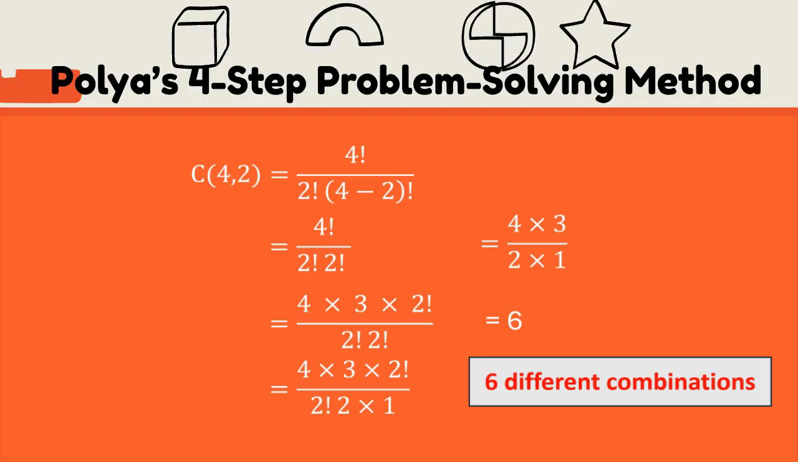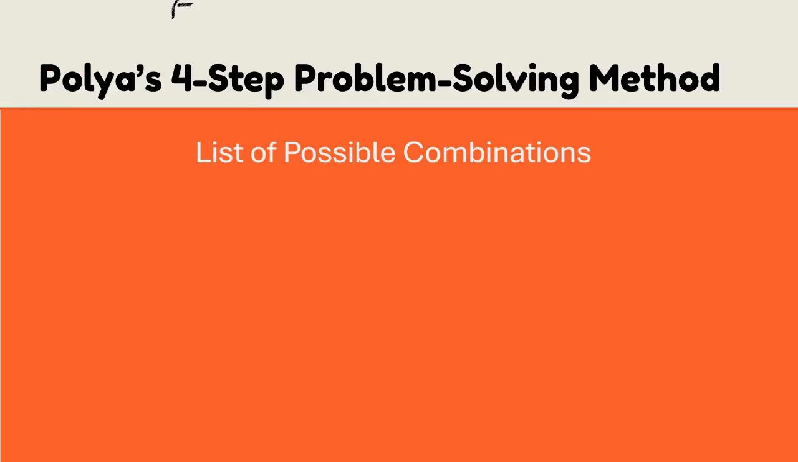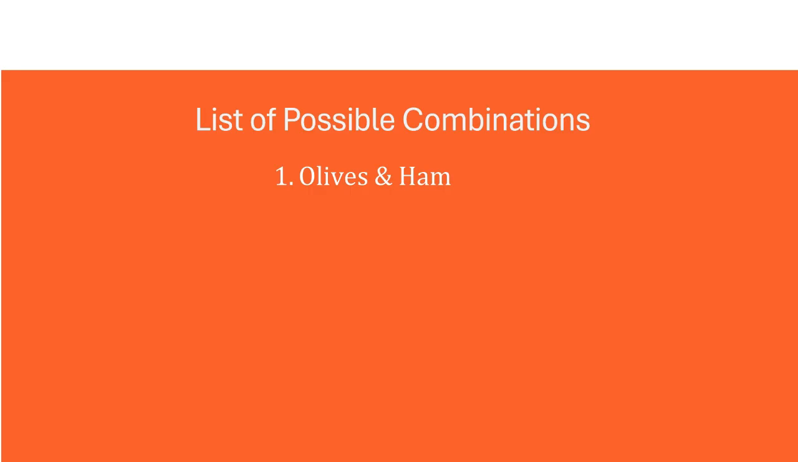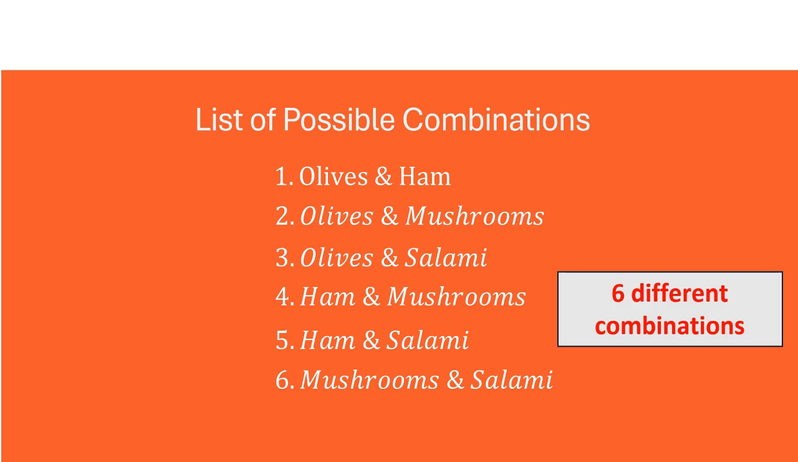Now that we have found the total number of possible combinations using the formula, let's verify our answer by listing all possible pairs manually. These are the list of possible combinations: 1. Olives and ham, 2. Olives and mushrooms, 3. Olives and salami, 4. Ham and mushrooms, 5. Ham and salami, 6. Mushrooms and salami. So Ross can choose from 6 different combinations. Since there are exactly 6 unique combinations, our mathematical solution is correct.